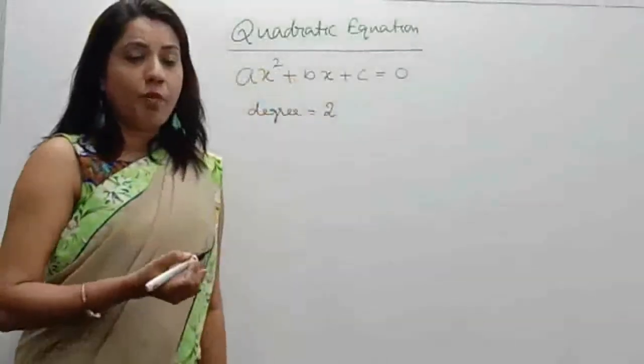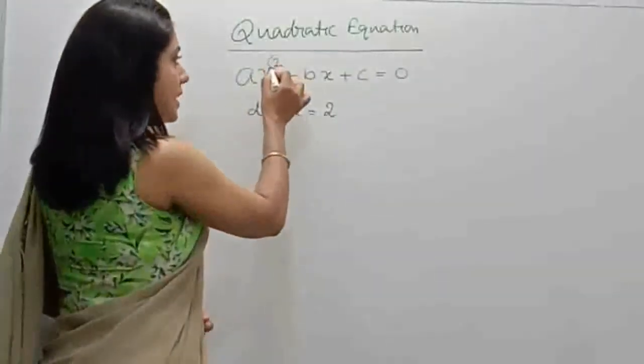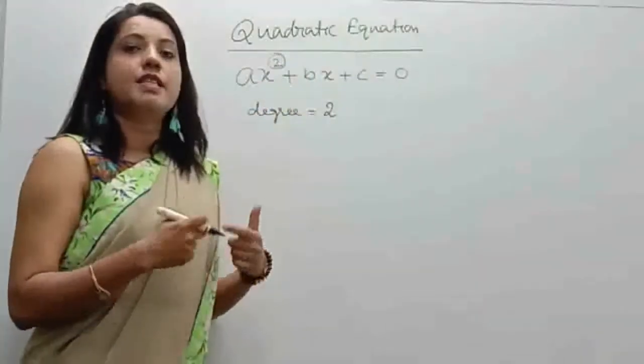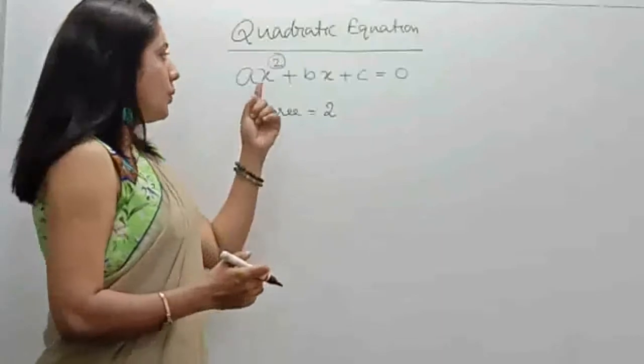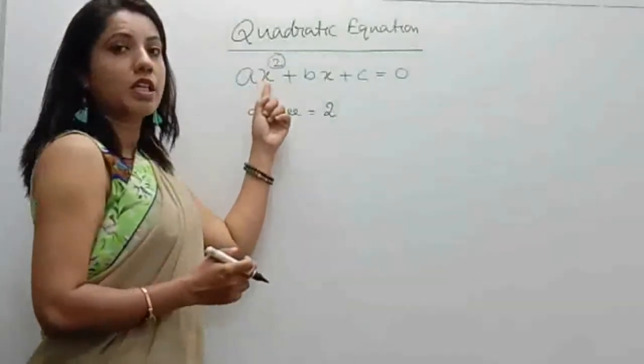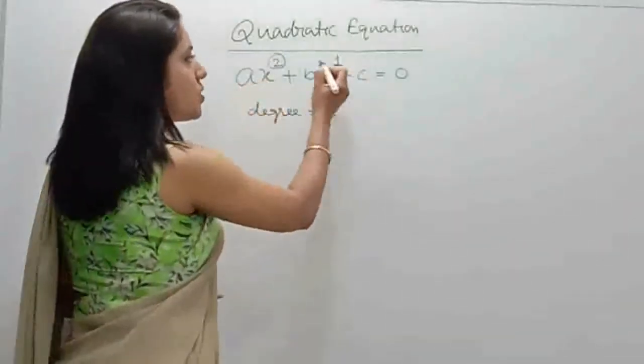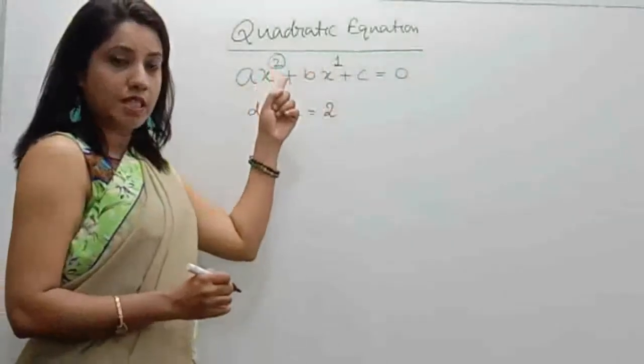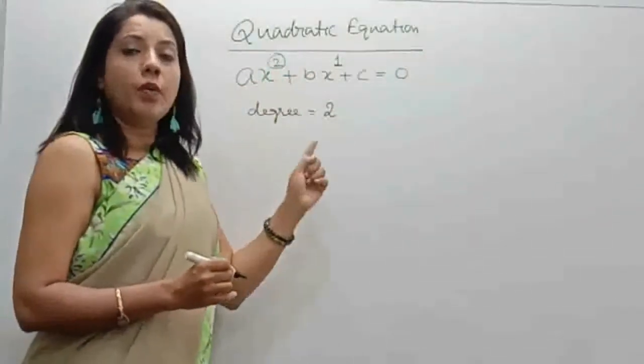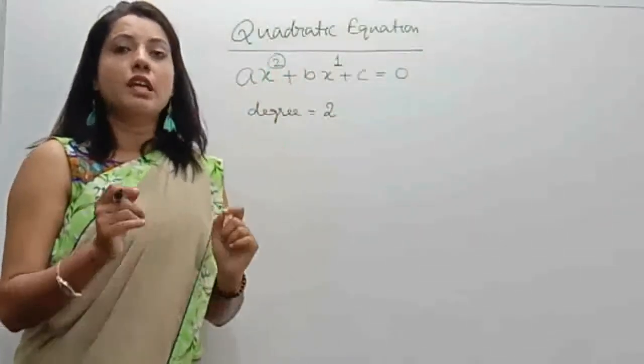What is the degree of a polynomial? The highest degree the variable has is called the degree of a polynomial. So you can see here the variable has got a degree 2 and here it is 1. Since the highest degree is 2 in this equation, therefore this equation is called a quadratic equation.